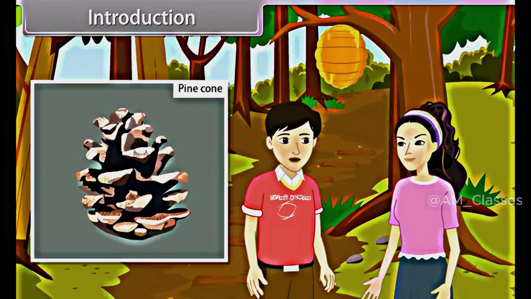Things like a pine cone. Wow, I never noticed this pattern before. Our maths teacher taught us about one of these patterns in which succeeding terms are obtained by adding a fixed number to the preceding terms. That sounds interesting. I also want to know about such types of patterns. Okay, I'll tell you more about it.